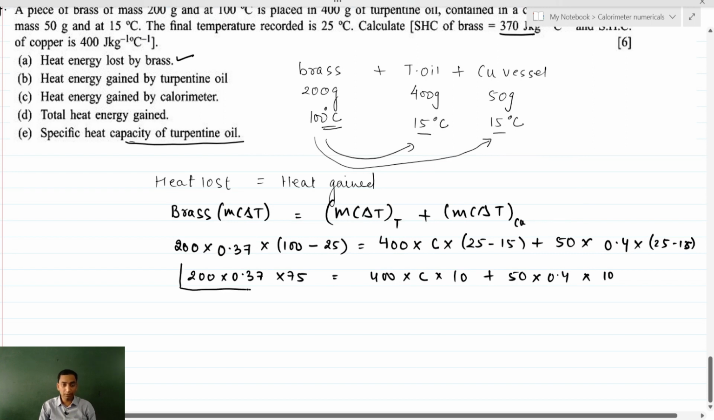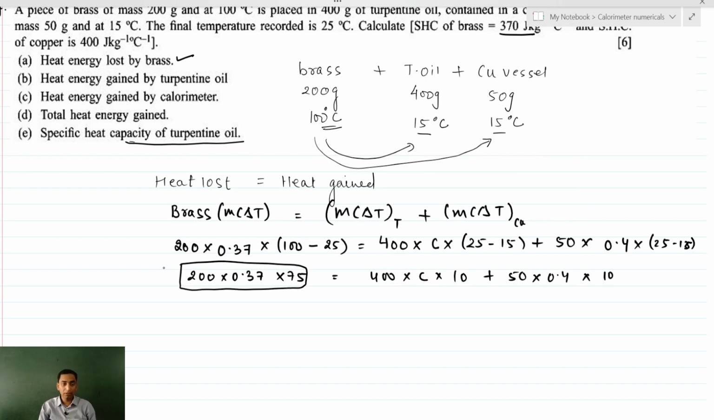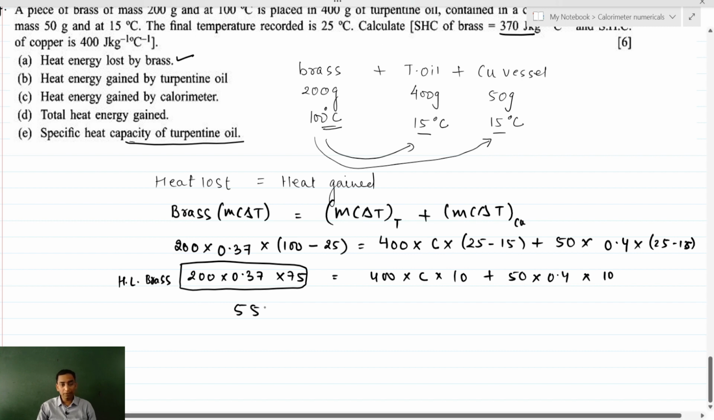So this multiplication, this product in joules, will be the answer to our first problem, that is the heat lost by brass. So if I multiply this, I will be getting 200 into 75 into 0.37, that is 5550 joules. That is the answer to our problem. So this is 5550 joules.